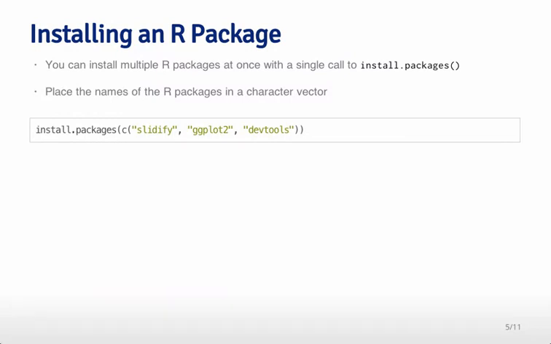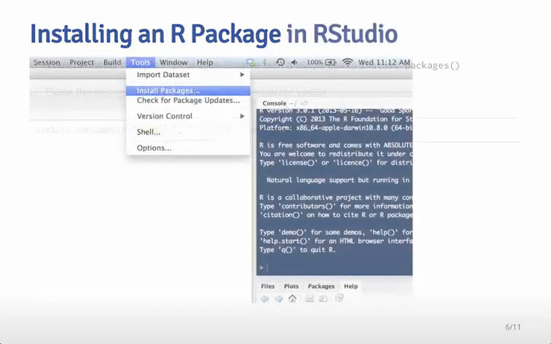You can also install multiple R packages with a single line. So what you do is you type install.packages, and now what you do is you enclose in parentheses with a c out front all the different package names separated by commas and surrounded by quotes. And then what that would do is install the slidify, ggplot2, and devtools packages.